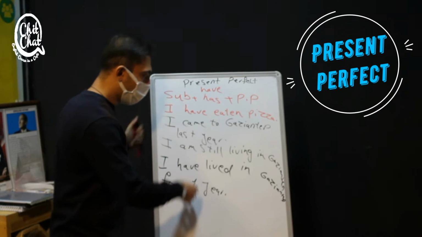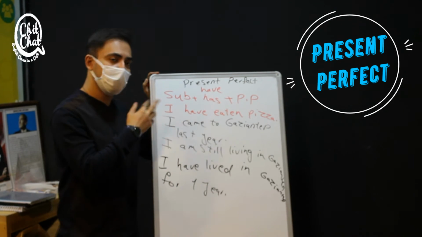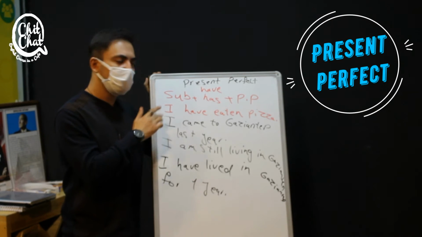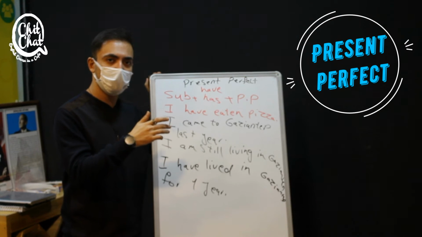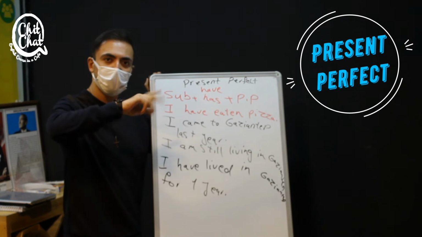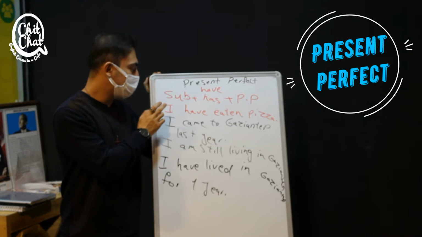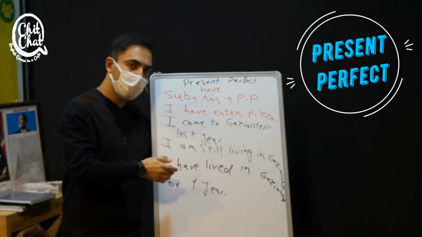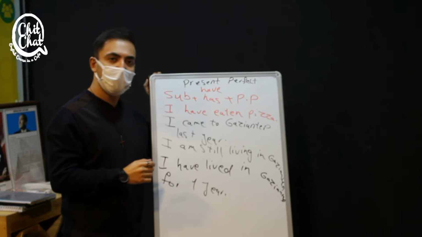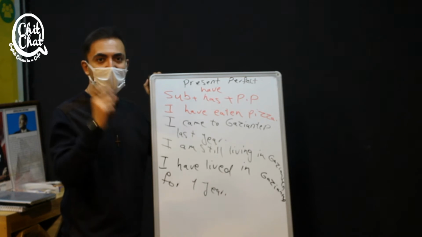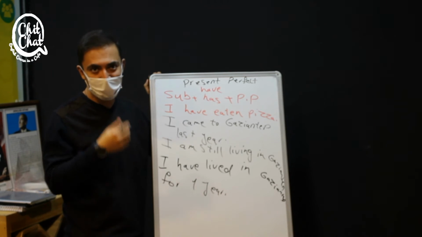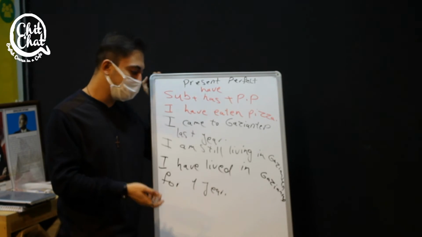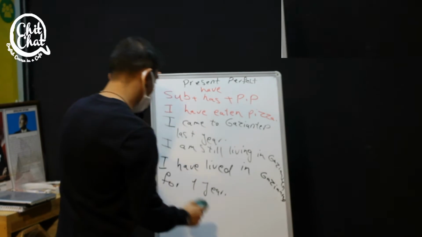So, changing the sentences into negative and question is very easy. For changing the sentences into question form, you just change the place of have or has and the subject. You can say, have you ever been? Has she ever been? And for making them negative, we just add not to have and has. So we can say I haven't been to, I haven't tried that, and so on.